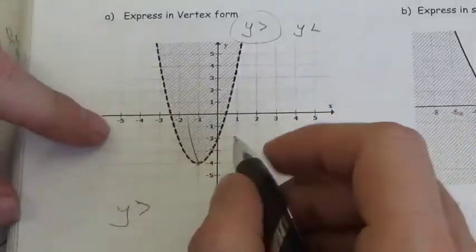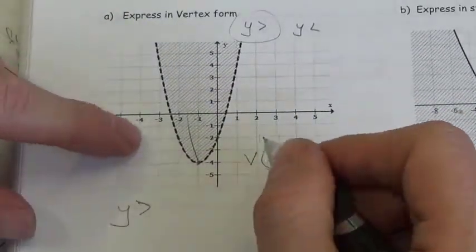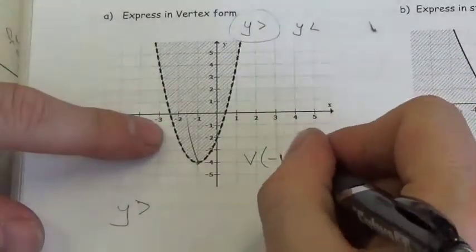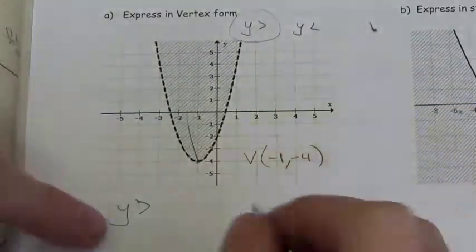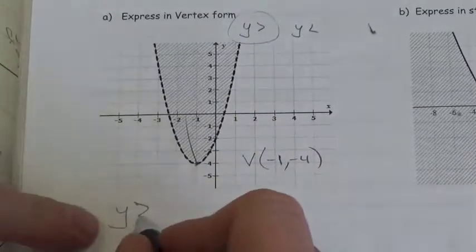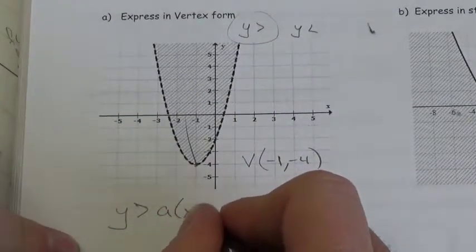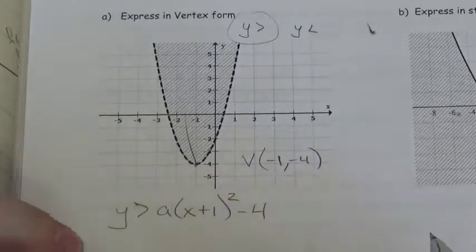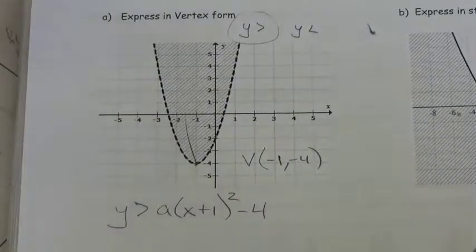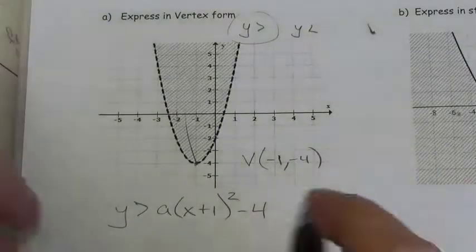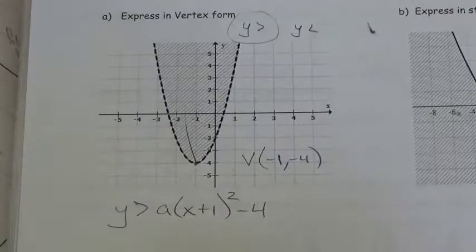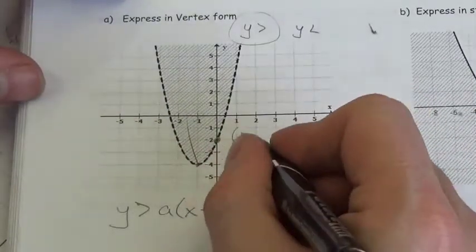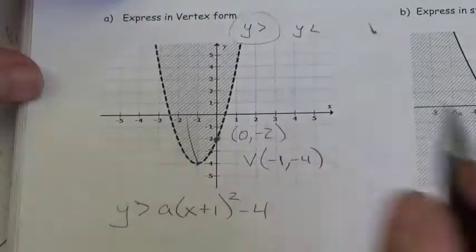So I can see right here that my vertex is the point -1, -4. So right now, I know that this is going to be y is greater than a multiplied by (x plus 1) squared, or x minus -1 squared, minus 4. Now, I am missing the a value. But that's okay, I can figure that out because I can see that I've got a y-intercept here, (0, -2).